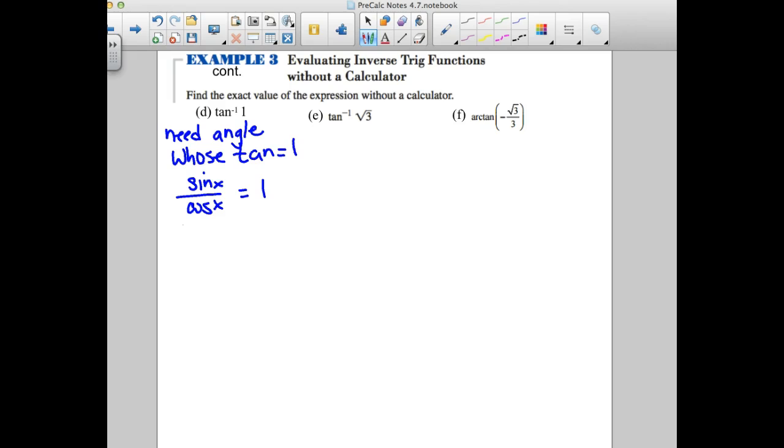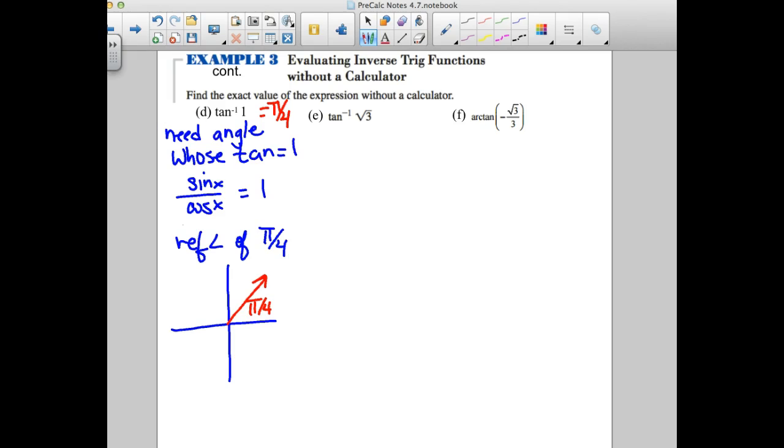So we are looking for a reference angle of pi over 4. In quadrant 1, inverse tangent is defined. So we can go ahead and use that as our answer, simply pi over 4.